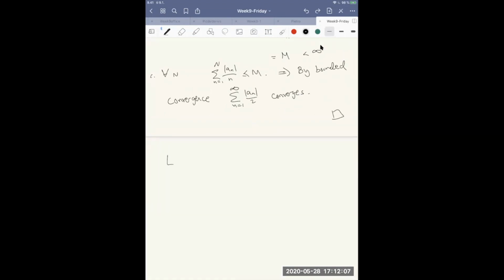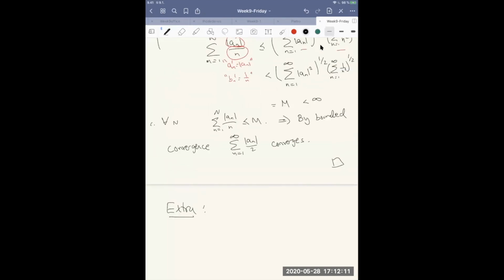So an extra benefit of this proof, even though we didn't really ask for it, is that we get an estimate. The sum of the absolute value of a_n over n is less than or equal to the square root of the infinite sum of a_n squared, times the square root of the sum, n equals 1 to infinity, of 1 over n squared.